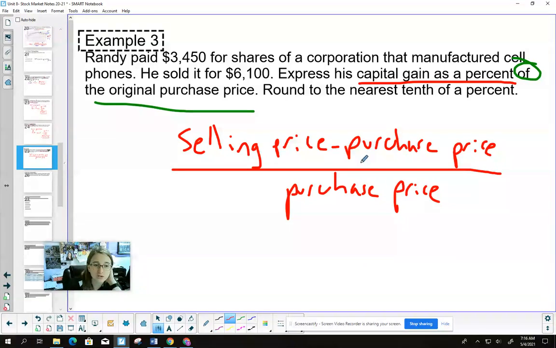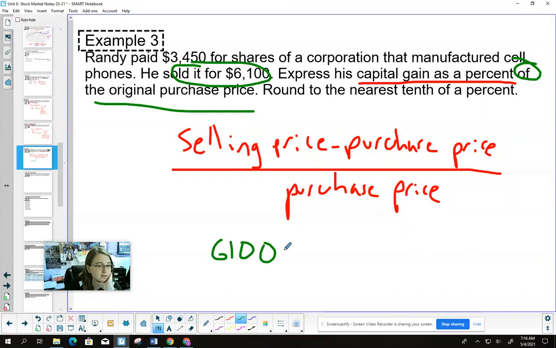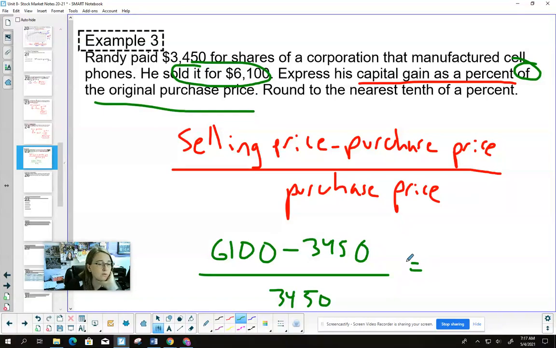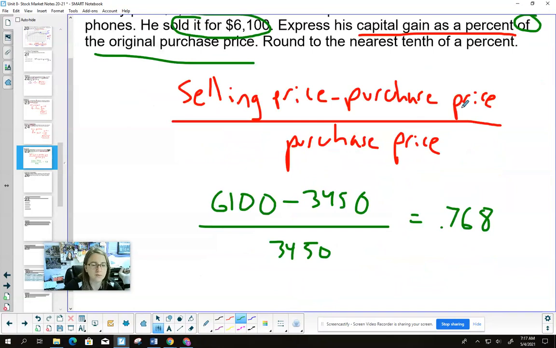So we just need to pop the numbers in where they go. Read the question, pop in the selling price, purchase price, and see if you get it right. Okay, so the selling price is $6,100. Careful that you put things in the right spot. Minus, therefore, the $3,450 goes here. And on the bottom, that second number is always going to be the same. So let's see what we got here, plugging this in. Okay, we get 0.768, let's say, rather than the nearest tenth of a percent.